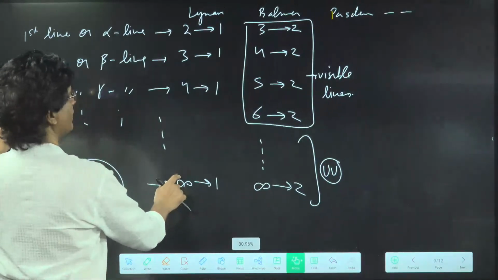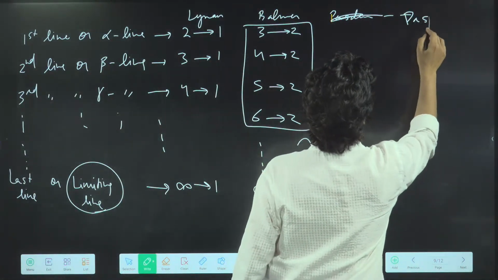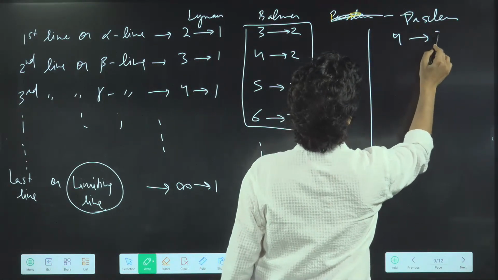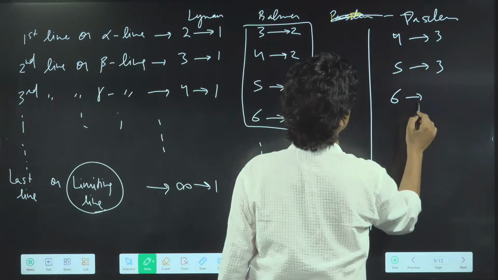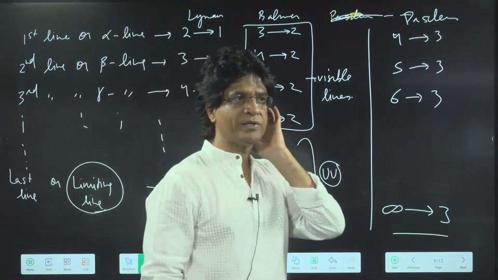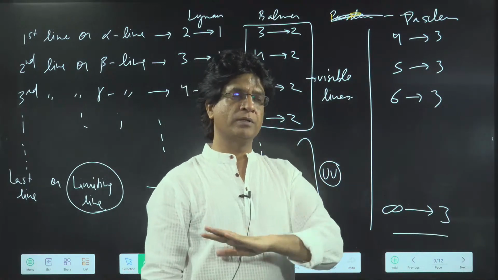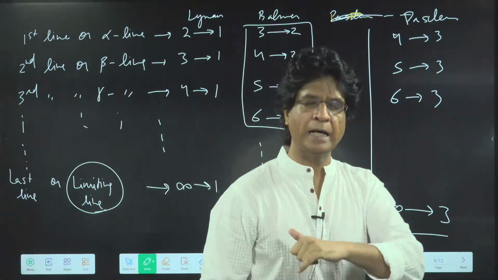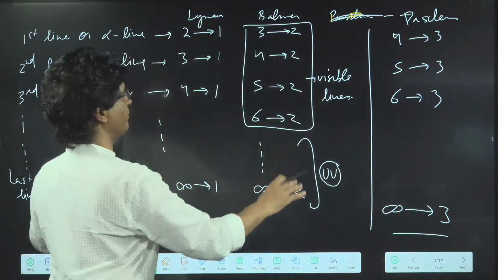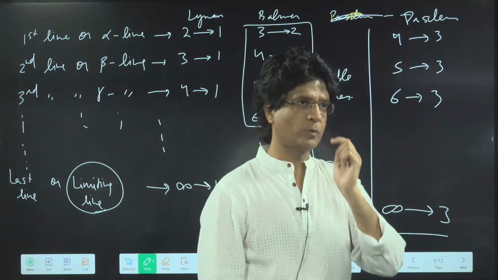Similarly, in the Paschen series, what will happen? The first line is 4 to 3, then 5 to 3, 6 to 3, and ultimately infinity to 3. Now, most of the questions you will come across will belong to Lyman, Balmer, and Paschen only. 90 to 95% of questions will be from Lyman, Balmer, and Paschen. So I suggest you do it very properly. Very good.